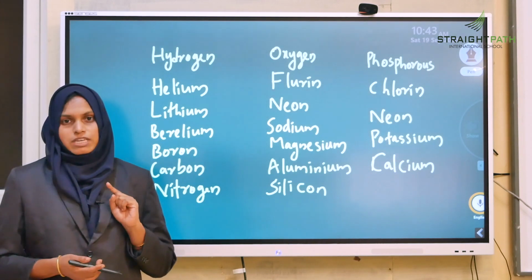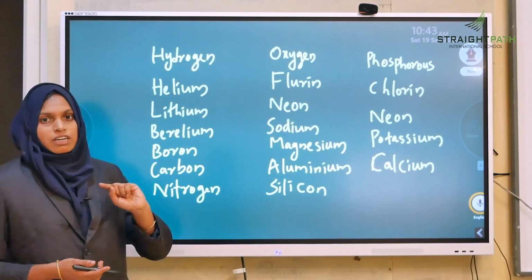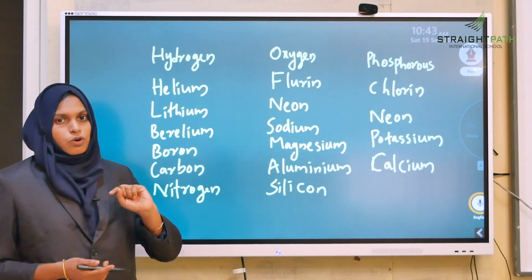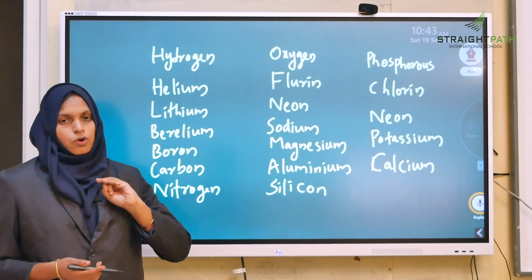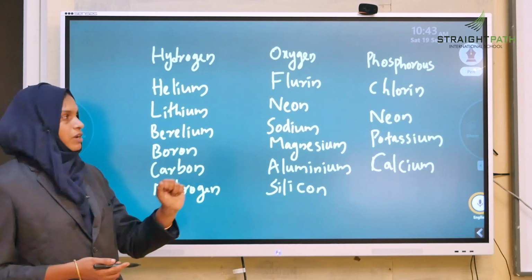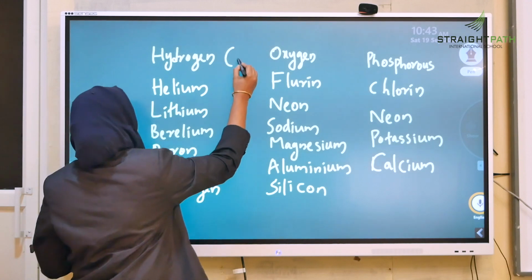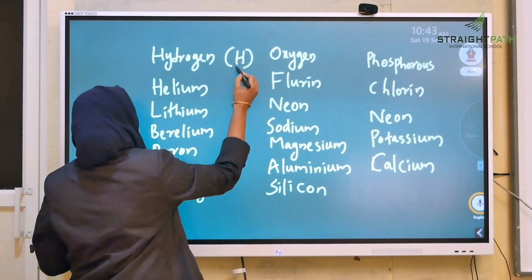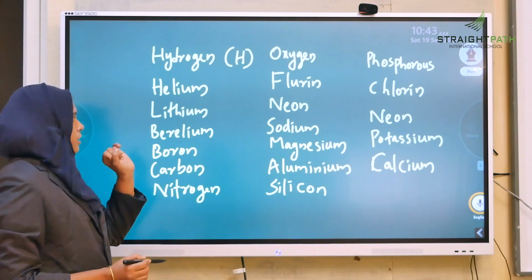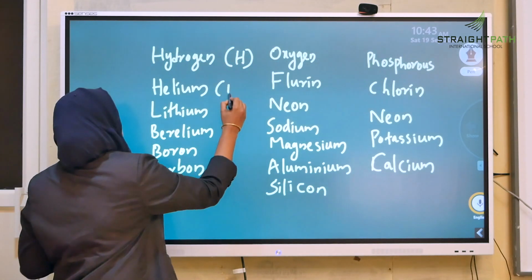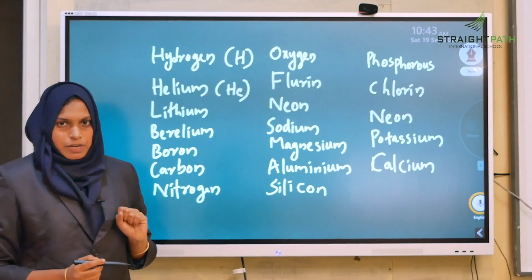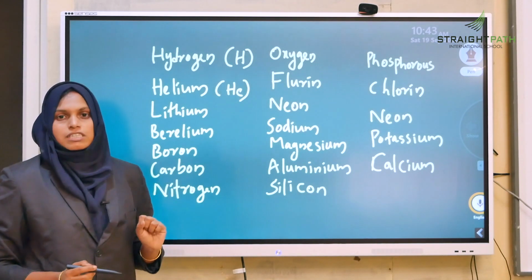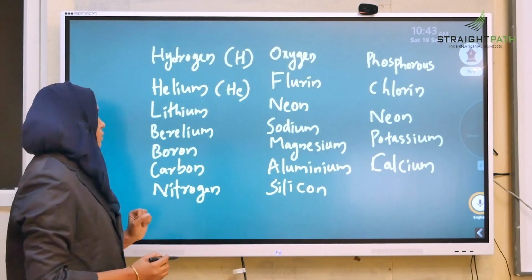The first rule is that we take the first letter of its name, or the first 2 letters of the name. For example, hydrogen. The symbol of hydrogen is H, the first letter of the name. Then helium, the first and the second letter. The first letter is written in uppercase and the second letter is written in lowercase.